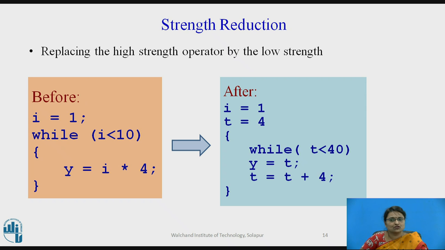So these are the types of machine independent code optimization techniques.